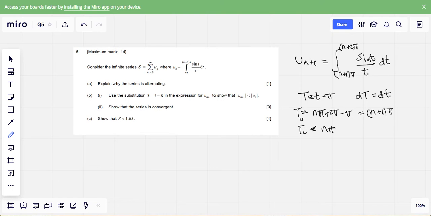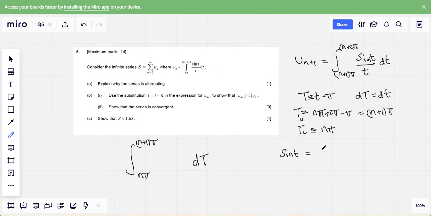So the good news is, sorry, my equal signs are really ugly. The good news is that the limits of the integral have changed to n plus 1 pi over n pi. And instead of being d small t, it's d big T. Now, the question then is, what about sine t?